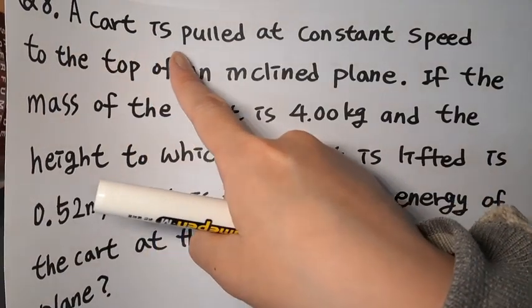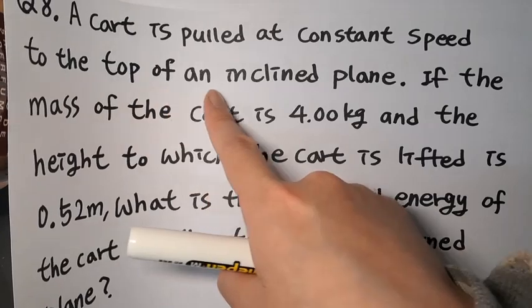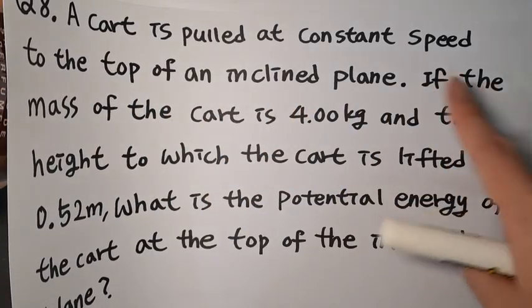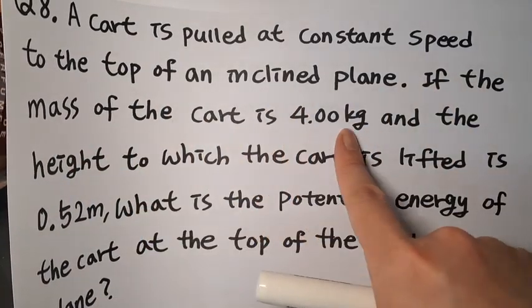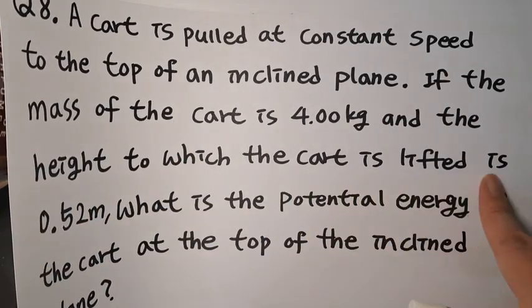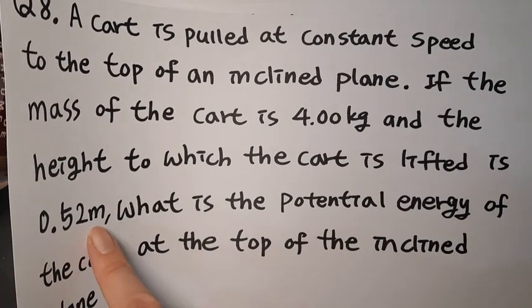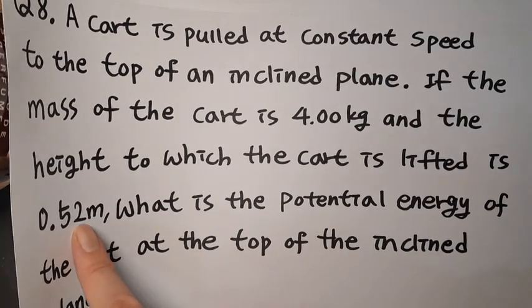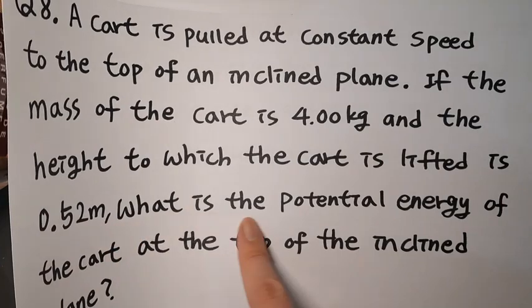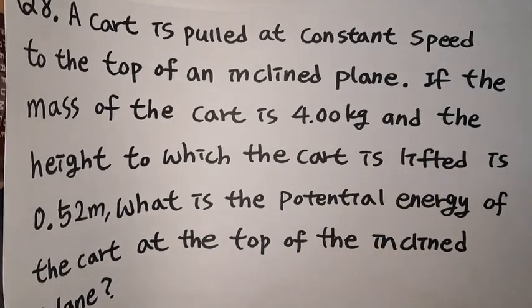A cart is pulled at constant speed to the top of an inclined plane. If the mass of the cart is 4 kg and the height to which the cart is lifted is 0.52 meter, what's the potential energy of the cart at the top of the inclined plane?